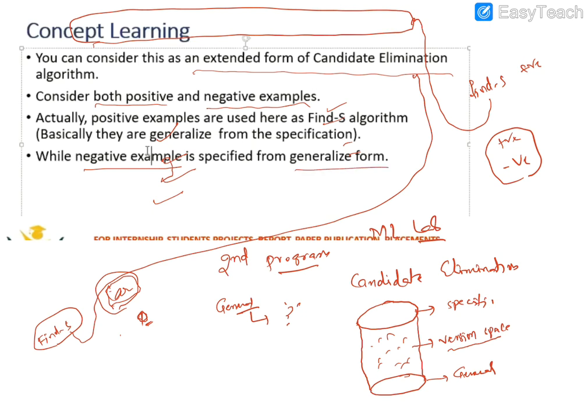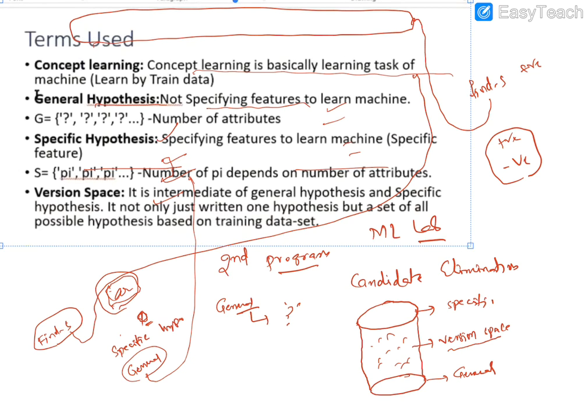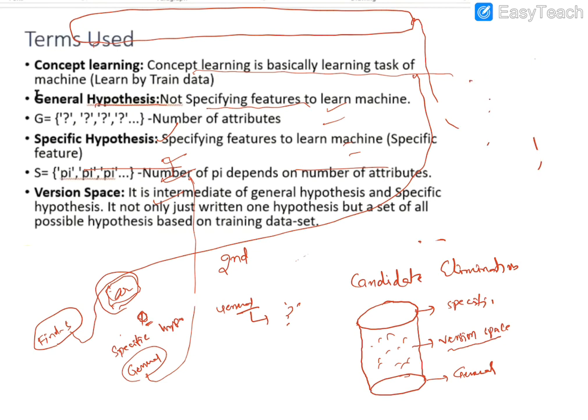Already told you, in the Find-S algorithm we took the specific hypothesis only, and in the candidate elimination algorithm we are going to have the general hypothesis. Here the general hypothesis deals with negative examples. So we are going to discuss the candidate elimination algorithm and the terms used. The terms are: concept learning, meaning whatever concept we are going to discuss will be covered in concept learning.